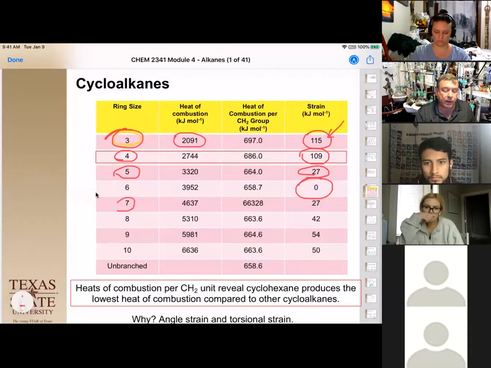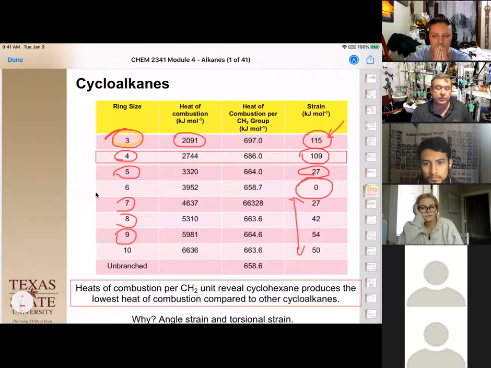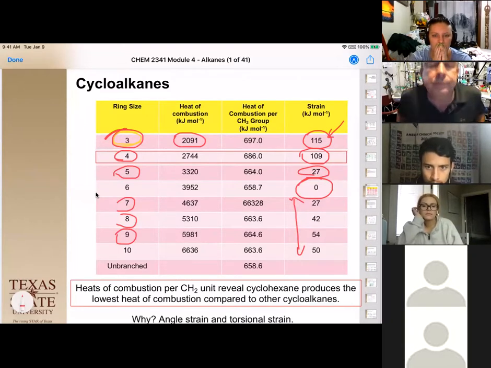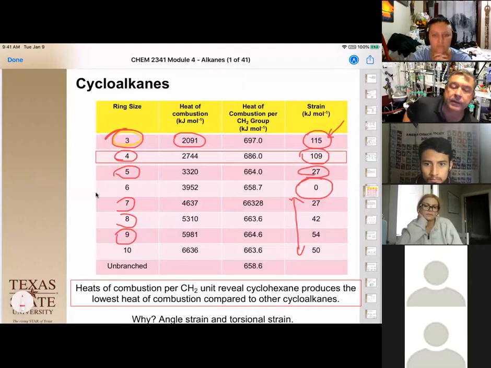Now, as we go up, because of the different conformations that are available to it, and because it can't be evenly arranged and has to be twisted sort of weirdly to try to get as many of the 109s as possible, we actually see an increase in the ring strain for those larger rings. Okay. When accounting for the number of carbons in each of those chains.